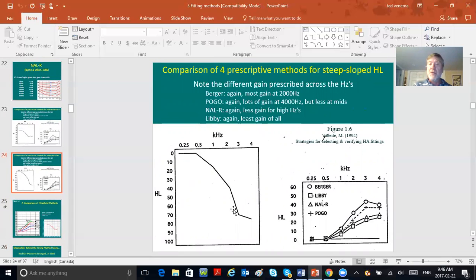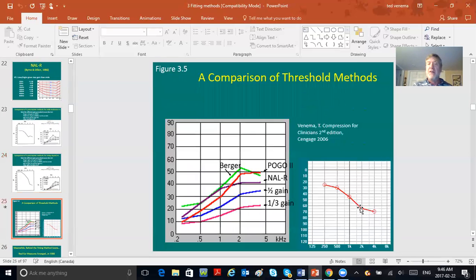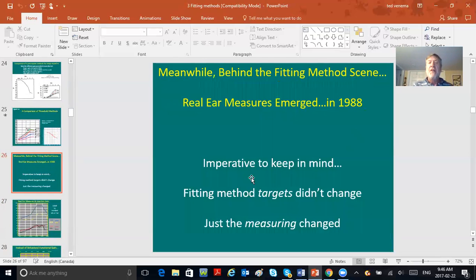Same with a more precipitous hearing loss. Look at the differences among the targets of the four fitting methods. And then for a sloping loss like this, again, look at the differences. Okay, so it's just giving you three different examples of how these things differed. Then, behind the scenes, real ear measures emerged. Imperative to keep in mind, the fitting method targets didn't change, just the measurement changed.